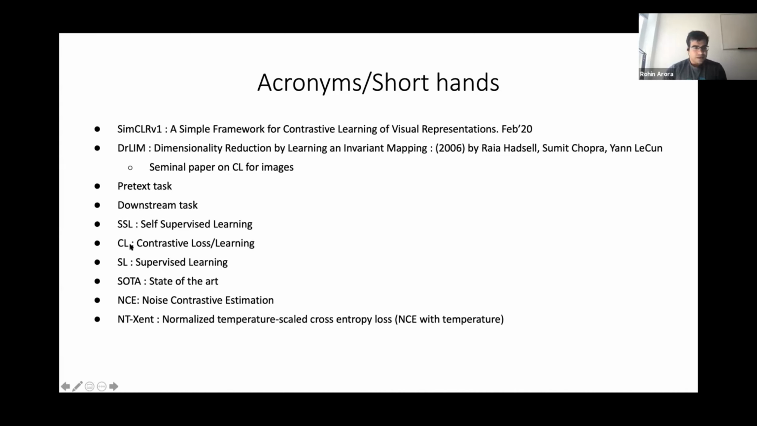SSL will be self-supervised learning. CL will be contrastive loss or contrastive learning. SL is supervised learning. SOTA is state of the art. NCE is the loss function that SimCLR uses. It is called noise contrastive estimation. And NT-Xent is NCE with temperature coefficient. So it's just a temperature parameter, which you again might have already seen previously.